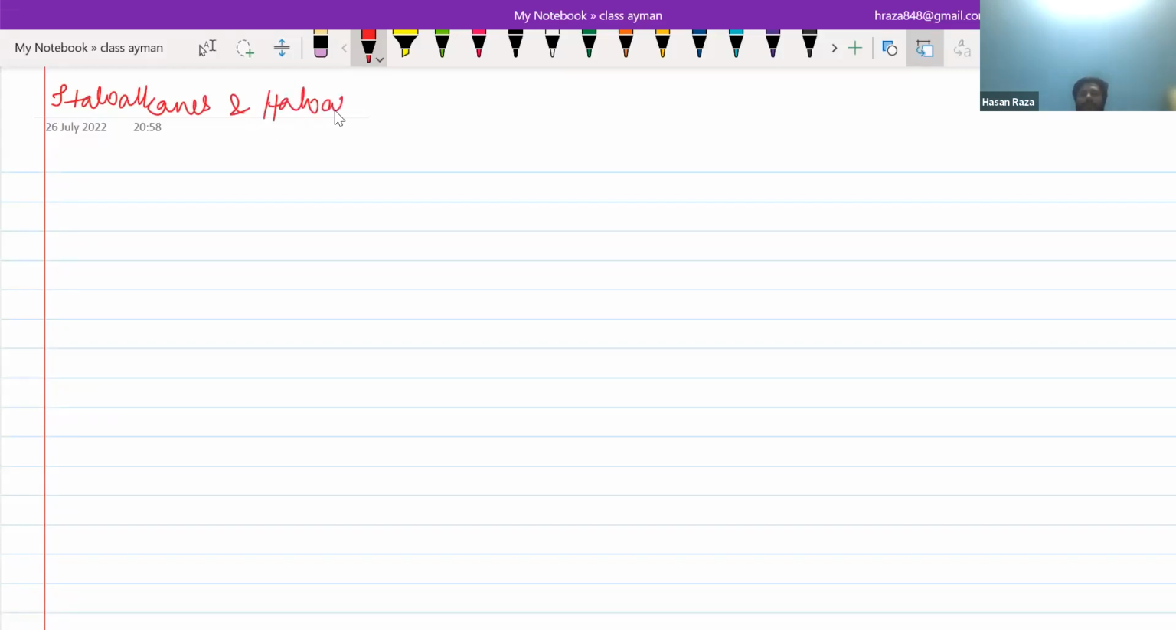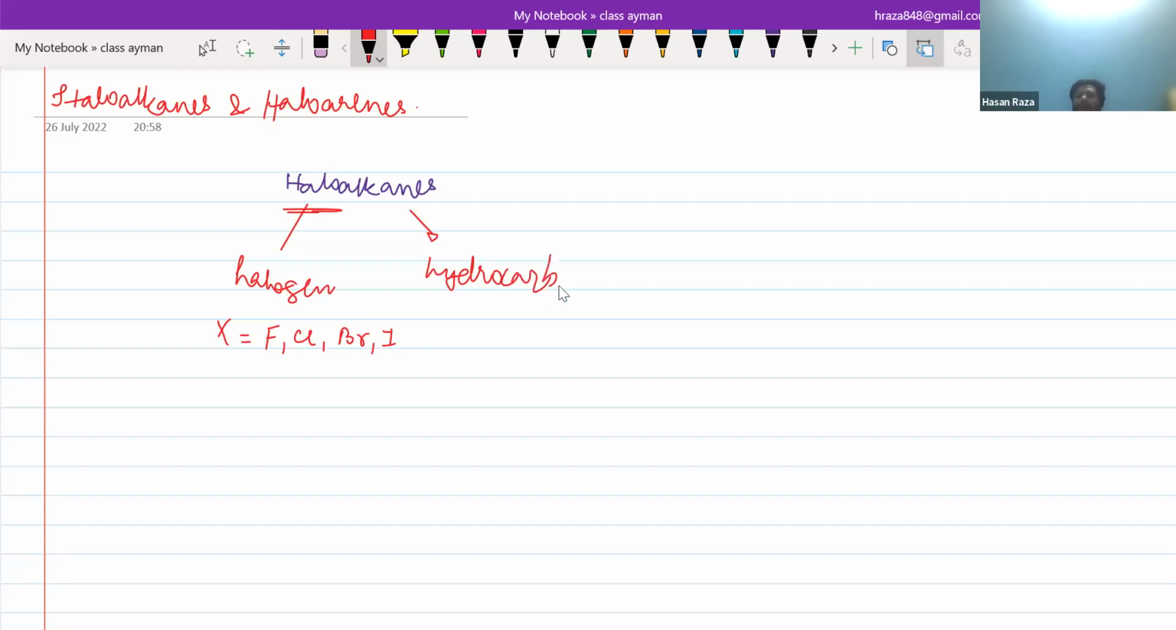So first of all, I'm going to introduce what this haloalkane means and what this haloarene means. So, haloalkanes. You already know that this halo comes from halogen. That is basically X, which can be fluorine, chlorine, bromine, and iodine. But when we talk about alkanes, it is basically from hydrocarbon, and we denote it with R. R is basically alkyl group. So in the short form, we are going to write RX for haloalkane. And specifically, alkanes means the bond between carbon-carbon should be single. Is that clear? Yes, sir.